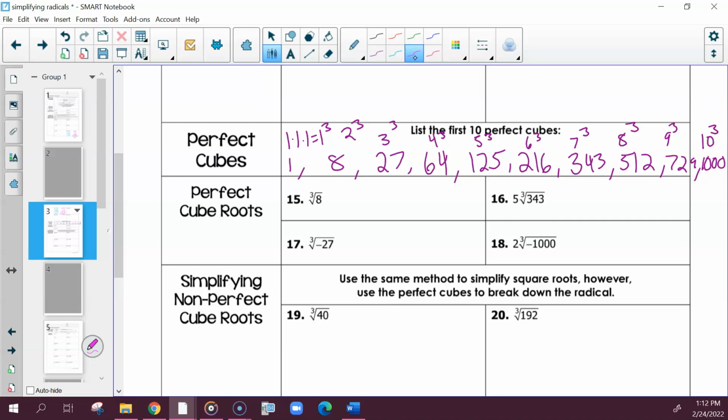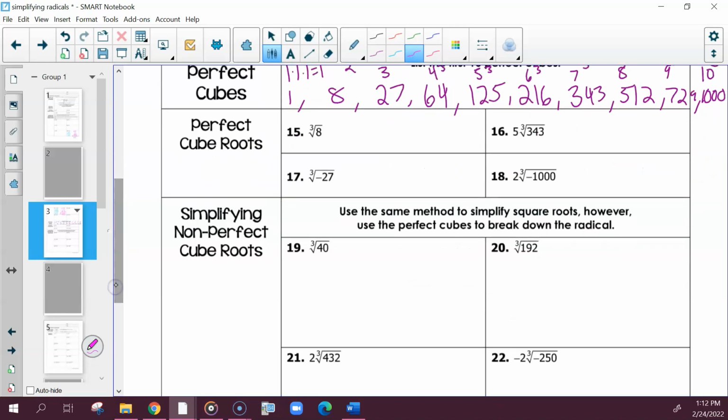8 is a perfect cube, 17 is 2, but it has a negative. The negative doesn't mean anything with your cube roots. It does for square roots because we can't have a negative underneath the square root. But for cube roots, that doesn't mean anything. We can take the negative out when we find the perfect cube. So we know 3 to the third is 27. So if we make this negative 3, that would equal. And on your calculator, you could do negative 3 to the third and you would get negative 27, whether in parentheses or not in parentheses. It wouldn't matter.